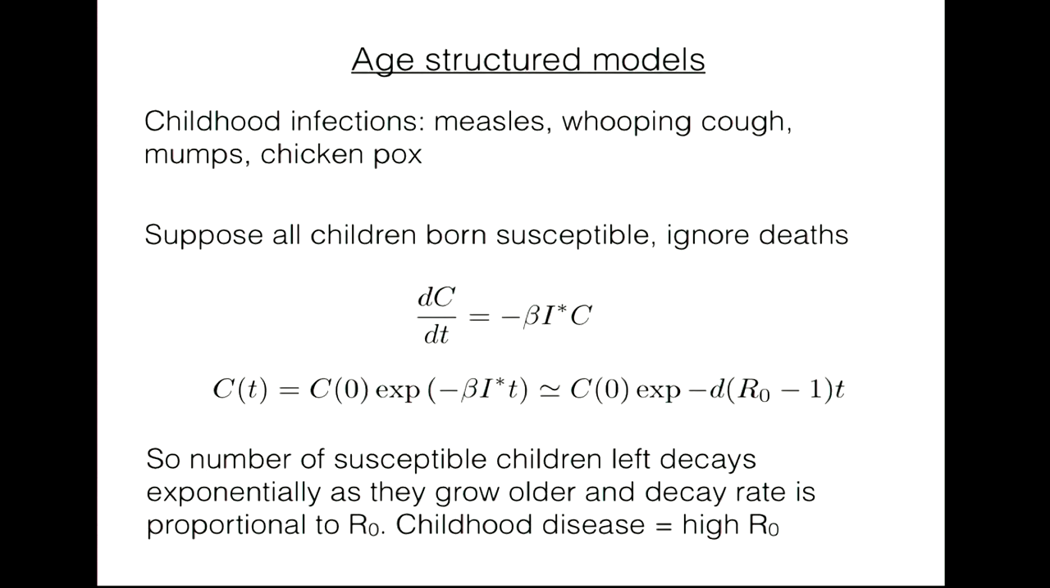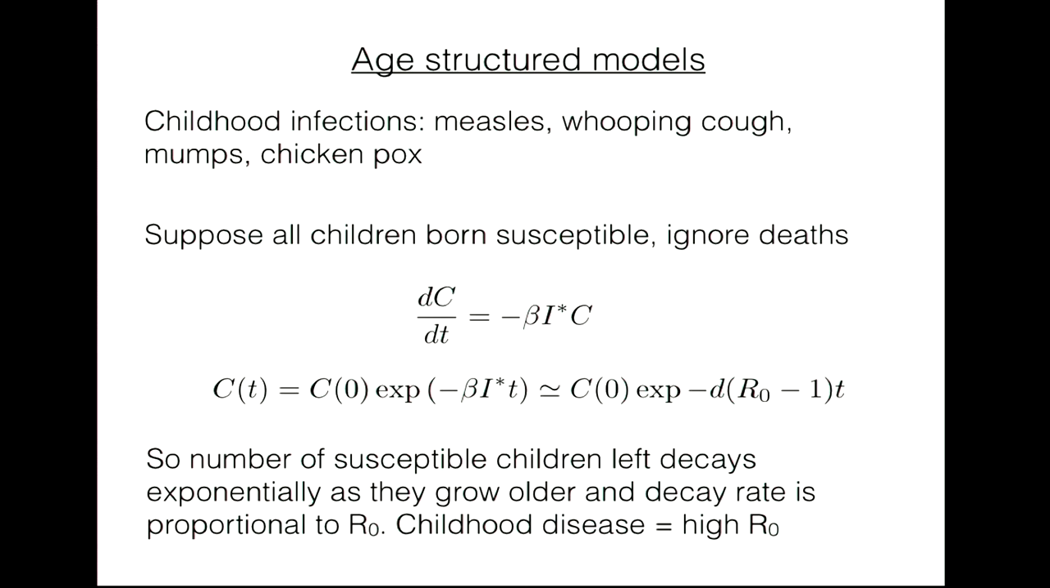So age structured models, if you remember, has to do with the discussion of childhood infections. If all children were born susceptible, ignoring deaths, then the rate at which the number of children changes is proportional to the contact with the infectious people. If this is happening about an endemic equilibrium, you have a minus beta I star times C. So the initial number C0 will decay in time according to exponential minus beta I star times T, which you can write in terms of R0 minus 1 and the alpha and beta term that I wrote down earlier.